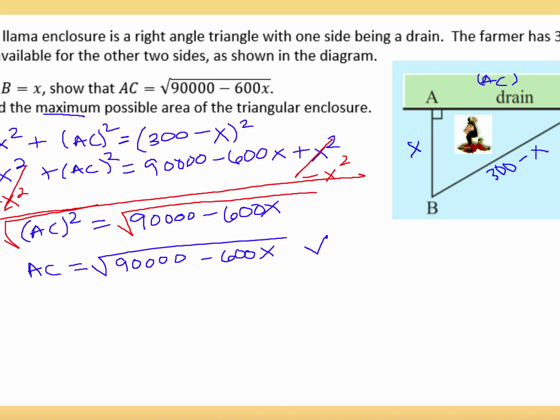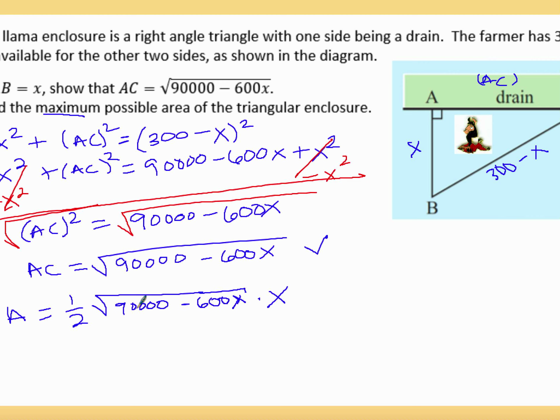Remember, the area of a right triangle is 1/2 times the base times the height. So in this problem, the area is equal to 1/2 times our base. The base was AC, so that's the square root of 90,000 minus 600x. 1/2 times the base times the height, and the height of this thing is x.